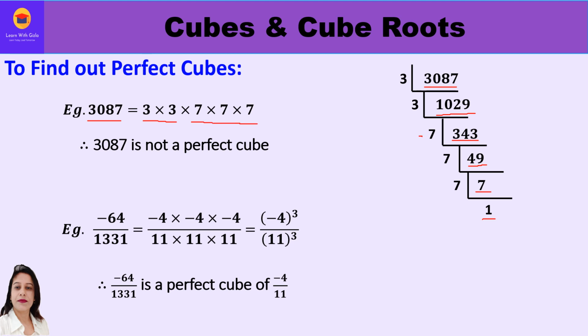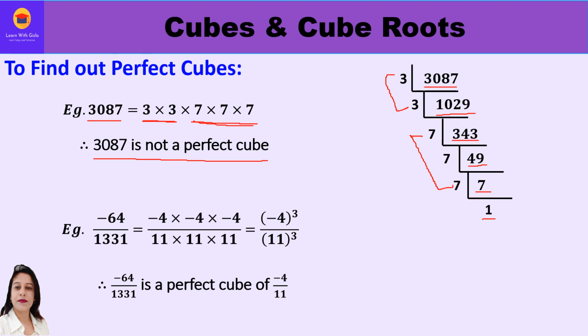Now over here if you observe, we can form the triplets of 7. So factors of 7 can be formed into triplets, but over here we have only 2 factors of 3. We cannot form a triplet over here. So we can say 3087 is not a perfect cube because we cannot form the triplets of these factors. So therefore 3087 is not a perfect cube.